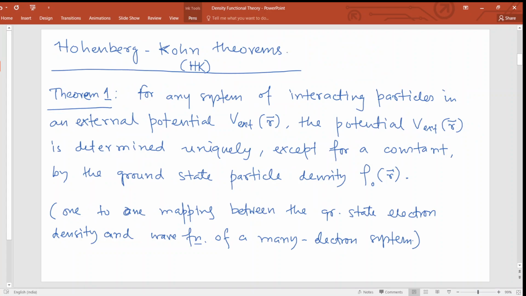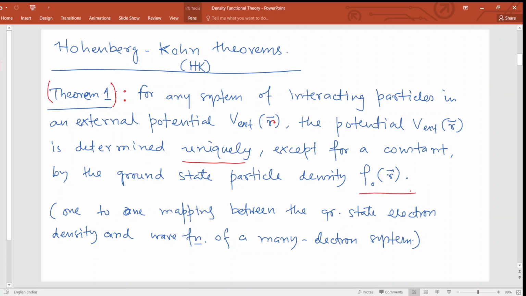So here, these two scientists, Hohenberg and Kohn, have proposed theorems. So here is the first theorem. It says that for any system of interacting particles in an external potential V external r, the potential has to be determined uniquely, except for a constant, by the ground state particle density rho naught r.